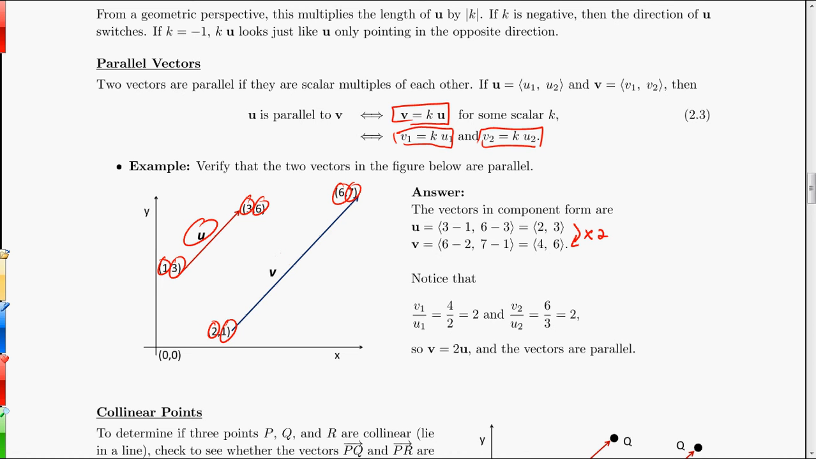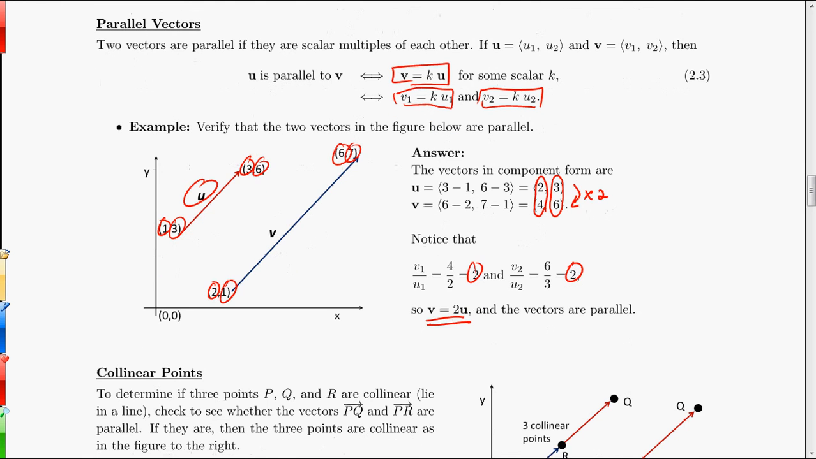And the way you can check this, more suitable for checking with a machine, is you take this ratio, 4 over 2, compared to this ratio, 6 over 3. They are the same, and so you know that one is a multiple of the other.